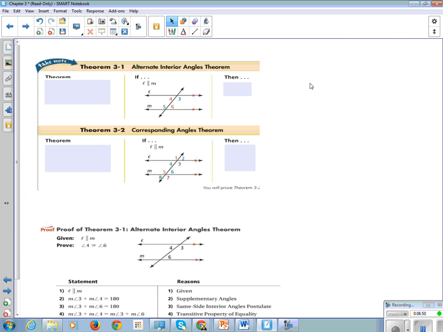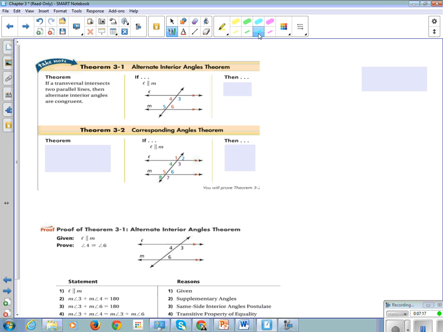All right, some more theorems and a couple of proofs. All right, theorem 3-1, alternate interior angles theorem. So of course I'm going to start with 2 parallel lines and a transversal. That's given. So you don't have to write that down.